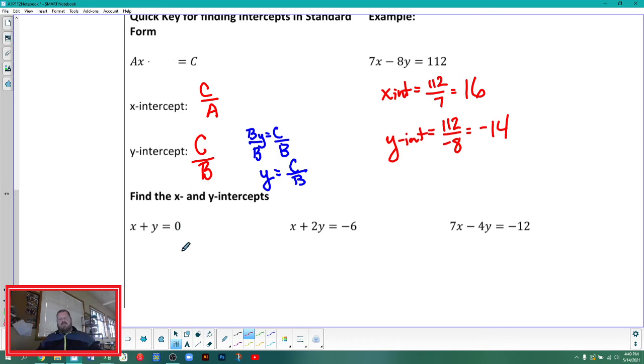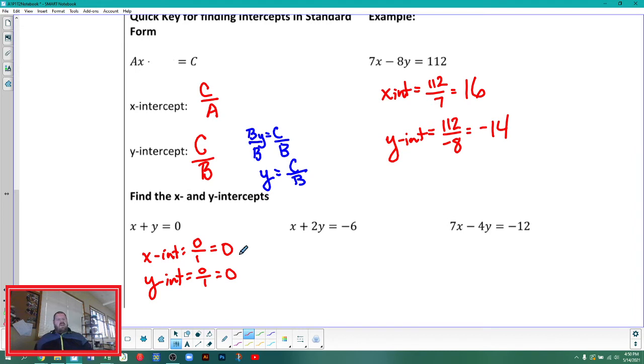All right, so let's go ahead and give that a shot, just on finding x and y intercepts. The x-intercept, 0 over the number in front of x, well, that's 0. And the y-intercept, 0 over 1 is also 0. No matter what, when you get a line that has an x-intercept of 0, it's guaranteed that the y-intercept is 0 also. Okay, that has to happen.